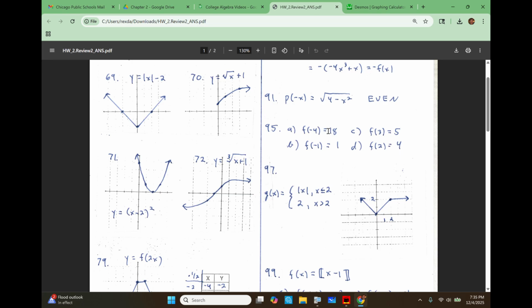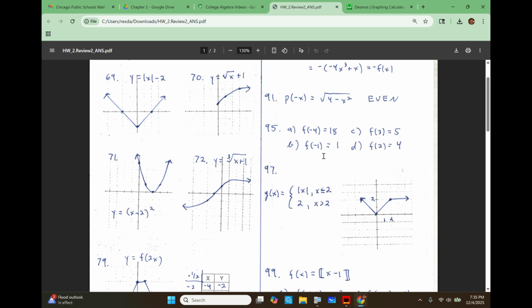So remember, this is one function. So the x value can only go to one place. Otherwise, it wouldn't be a function. It'd fail the vertical line test. So if I put in a negative 4, I follow the first rule. So I'm going to do negative 4 times negative 4 is 16 plus 2 is 18.